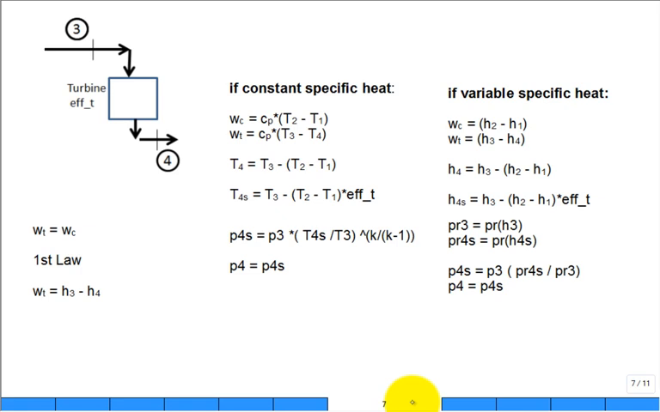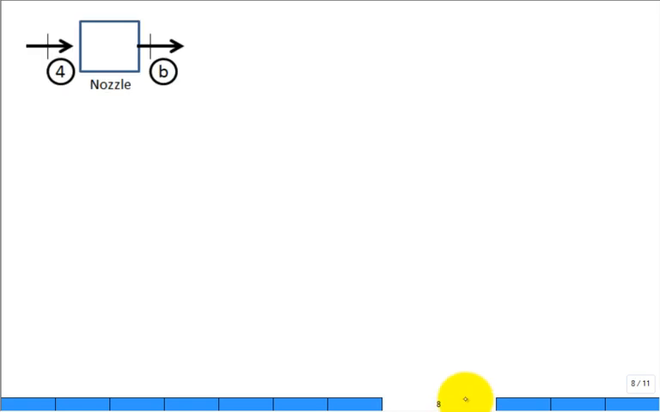I mean, after the 8:30 class, I thought I could improve the presentation a little bit. And the nozzle, the same thing. You want to do a first law, second law for the control volume around the nozzle. And what we find is that S4 is equal to SB, using the subscript B for the exit state. And then the enthalpy at 4 is equal to the enthalpy at B plus the kinetic energy at B. We're really interested in how high that kinetic energy at B can be because it gives us more thrust.